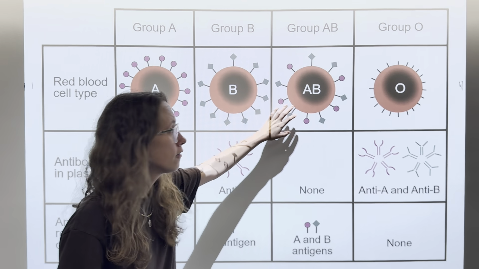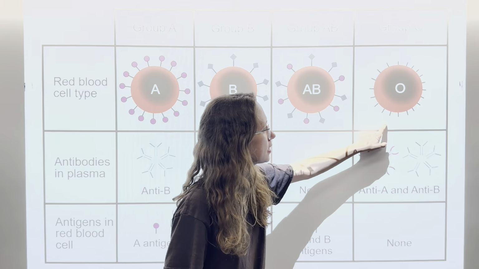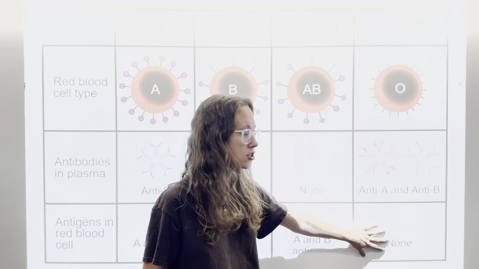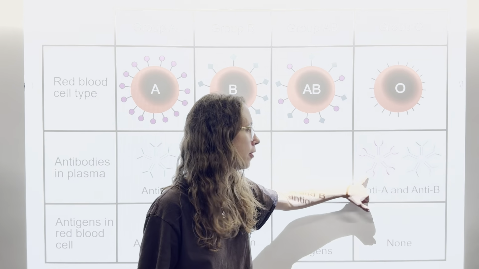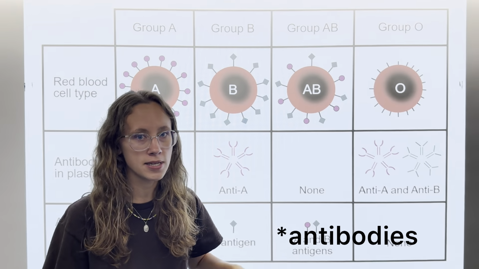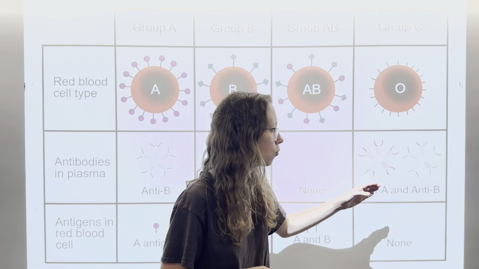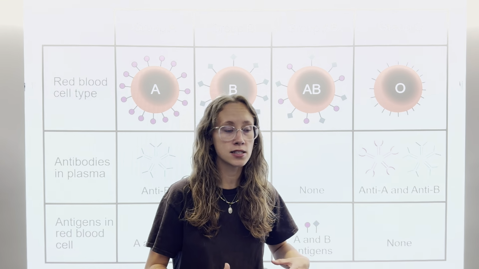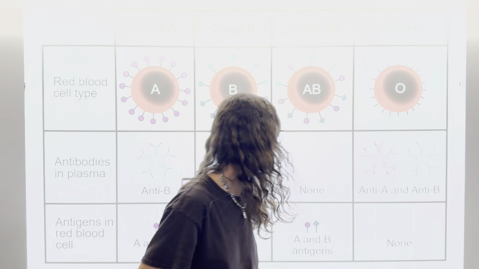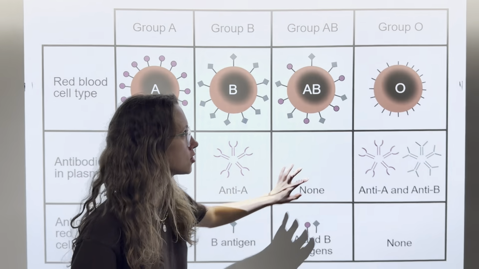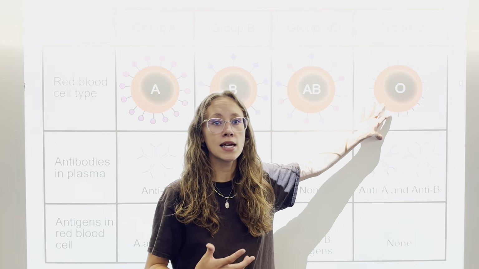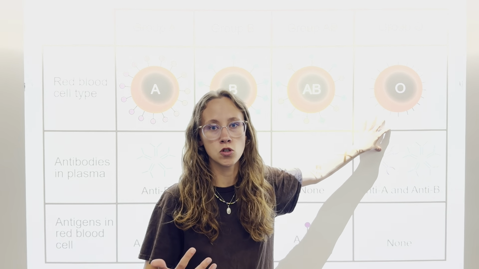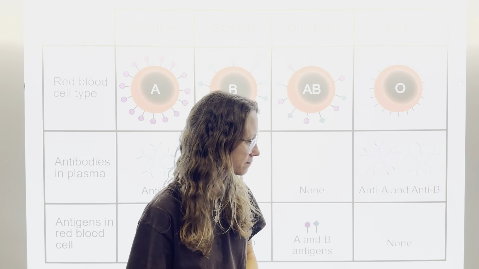It's flipped for O blood. As we can see, O blood type has no antigens at all, but has both the anti-A and anti-B antibodies, meaning that it will fight off any cell that comes into the plasma that has either A or B antigens. So group O can only accept blood from someone else who has an O blood type.